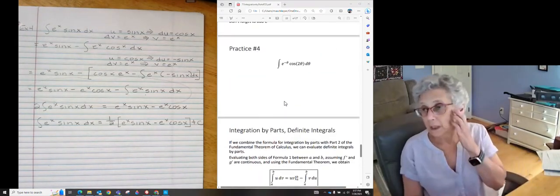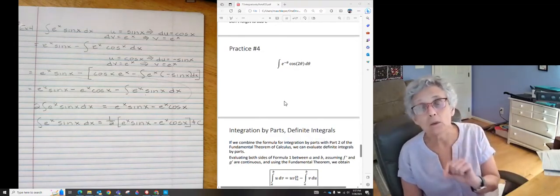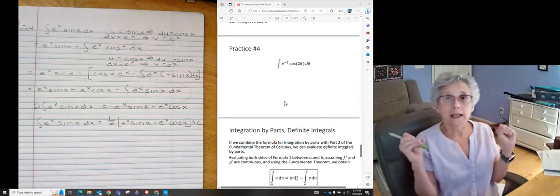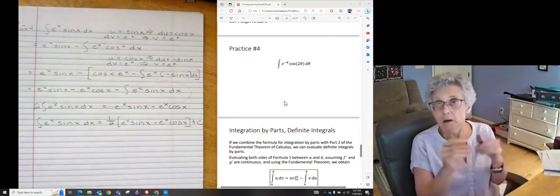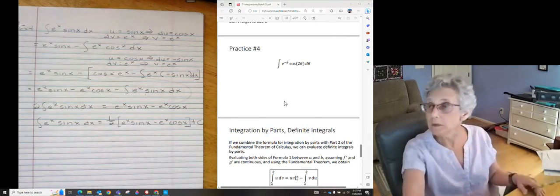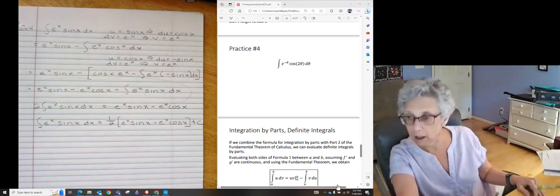So here's another one, and you notice it's going to be a little more complicated because it has that coefficient sitting next to theta. So I'm going to take a break and do it off camera, then we'll come back and compare our answers.